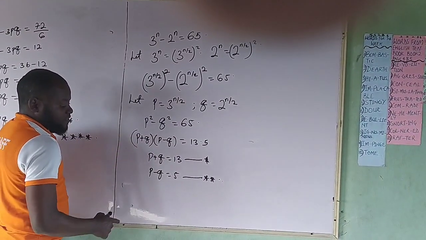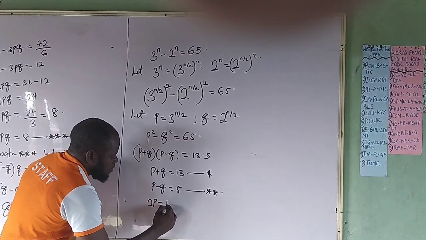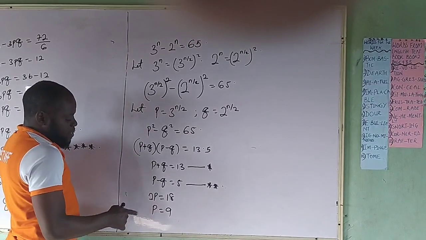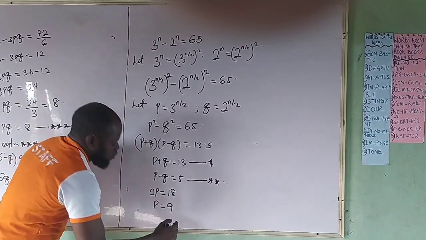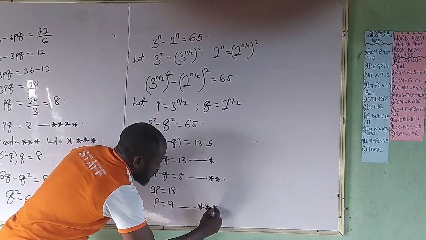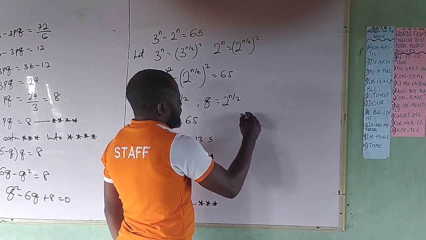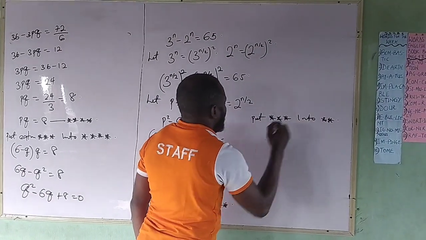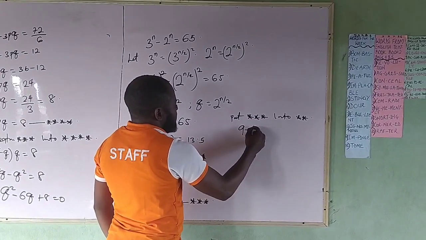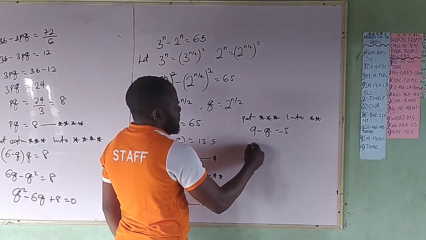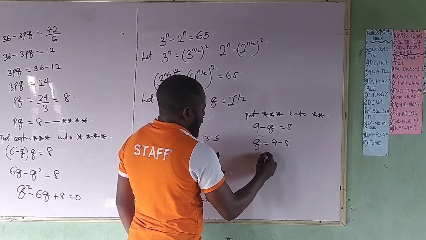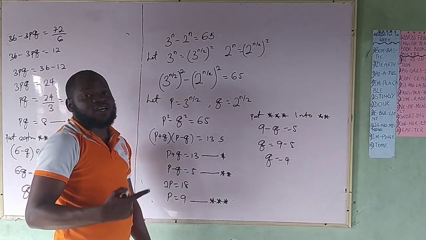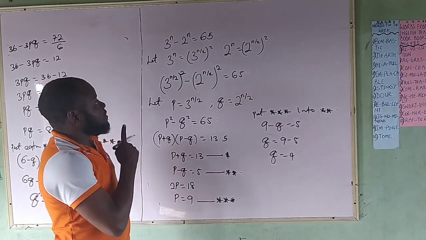So if you have the two equations together, I'm going to have 2p equal 18, and then p equal 9. So if p equals 9, we can then find the value of q. I'll call this equation triple star, and put triple star into double star. So I will have 9 minus q equal 5. Then q is equal to 9 minus 5, and then q equals 4. So since we've gotten the values for p and q, we can get the value for n now.